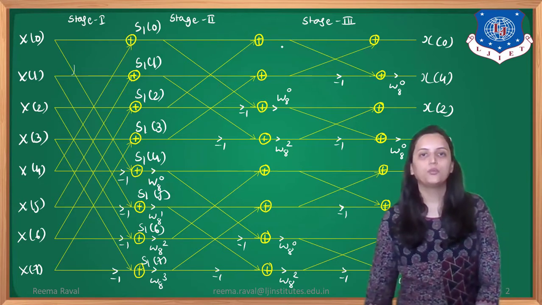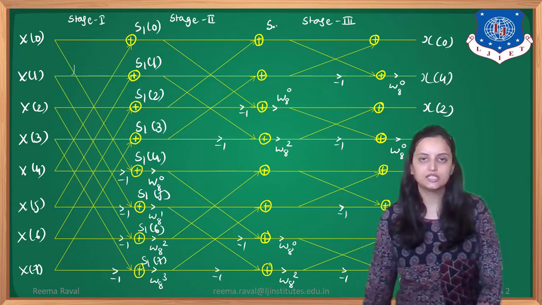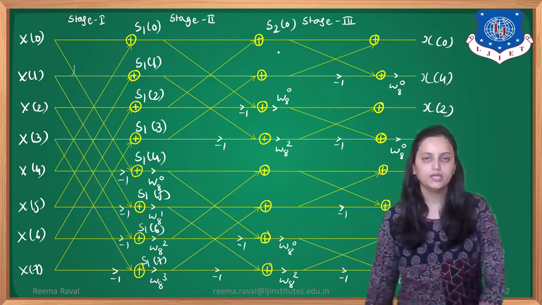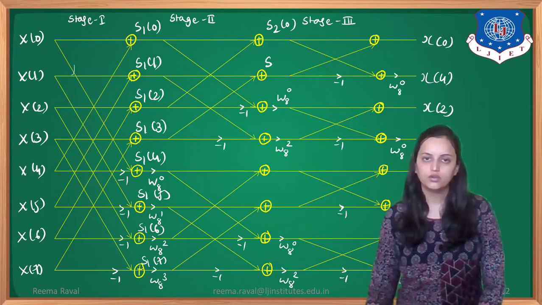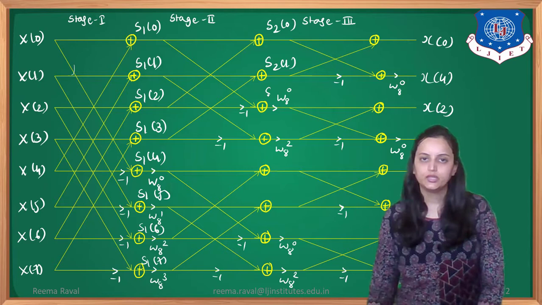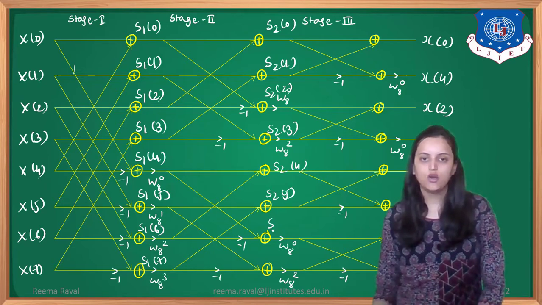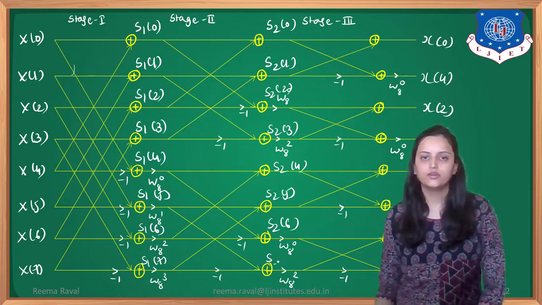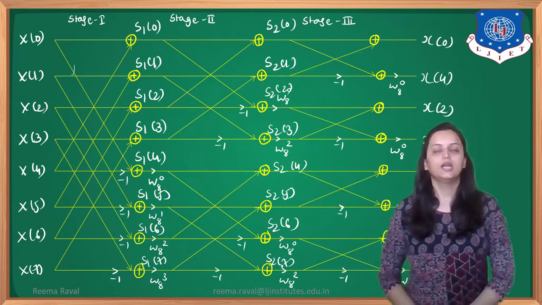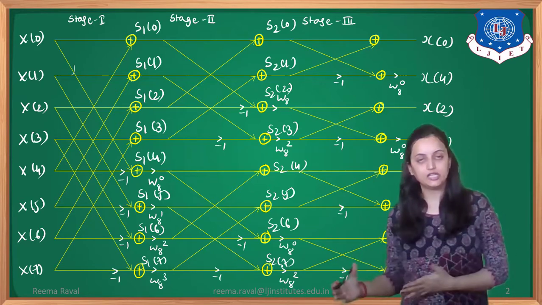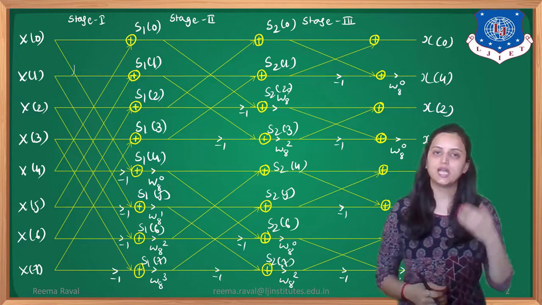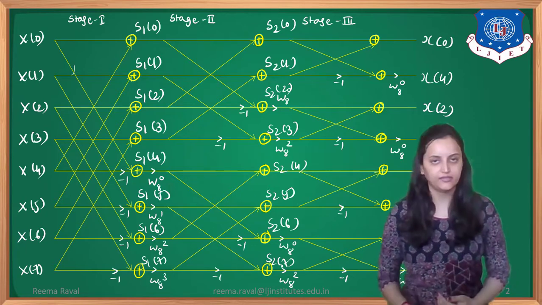In the same way, the output of stage 2 we will denote as s2 of 0 to s2 of 7. So here it is s2 of 0, s2 of 1, s2 of 2, s2 of 3, s2 of 4, s2 of 5, s2 of 6 and s2 of 7. And the output of the final stage, stage 3, is our final output, X of 0 to X of 7.